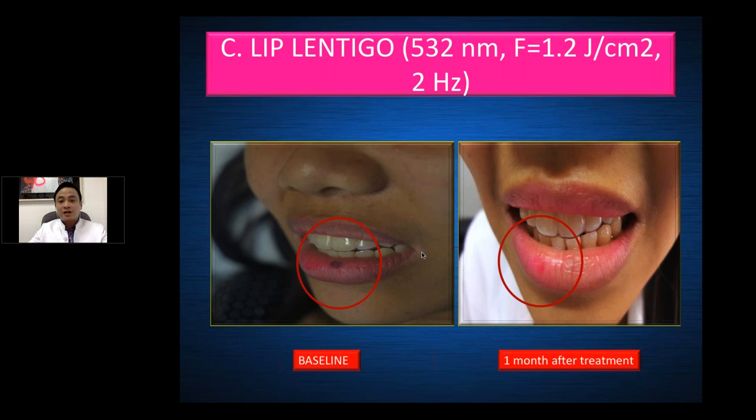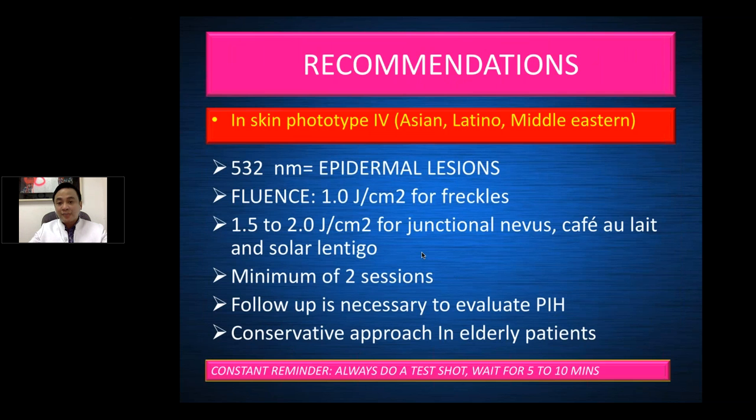You have to take note of this slide. In skin phototype 4, and I'm referring to Asians, Latinos, and Middle Easterners, remember that 532 is reserved for epidermal lesions. We usually use a fluence of 1 joule per centimeter squared for freckles, and 1.5 to 2 joules per centimeter squared for junctional nevi, cafe au lait macules, and solar lentigo. And usually, we need to do a minimum of 2 sessions. Follow-up is very necessary to evaluate PIH, and we have to exercise a more conservative approach in elderly patients.